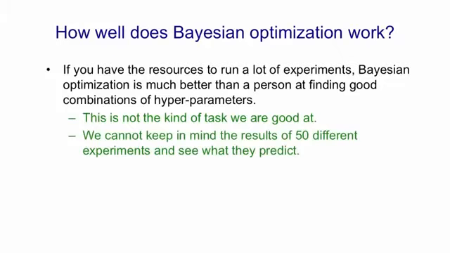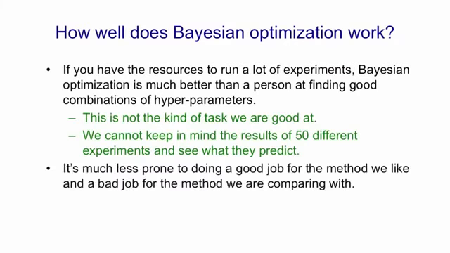Also, a person can't keep in mind the results of 50 different experiments to see what they predict. If you're doing all this by hand, you might just fail to notice that all of your good results had very small learning rates and all of your really bad results had very big learning rates, because you're attending to lots of other things that you're varying. A Gaussian process model would not miss a trend like that.